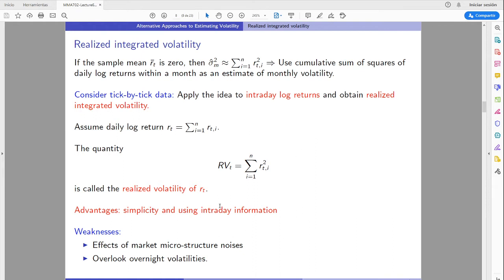And it also uses the daily information from all days instead of only 1 or 2, as the previous cases did. However, it has two weaknesses. Mostly the effects of market microstructure noises are ignored, and overnight volatilities are overlooked. So that's pretty big, actually.